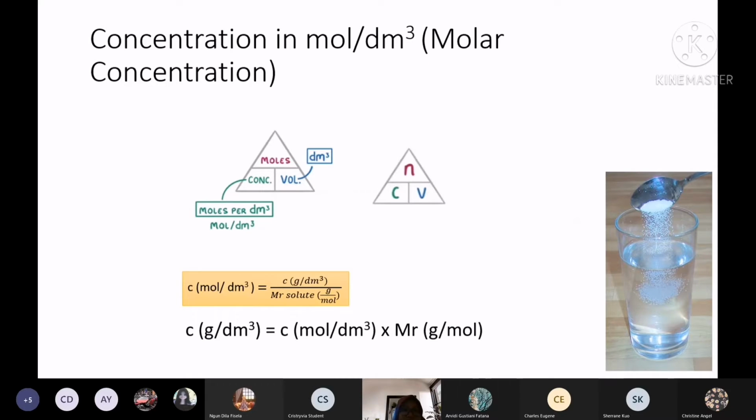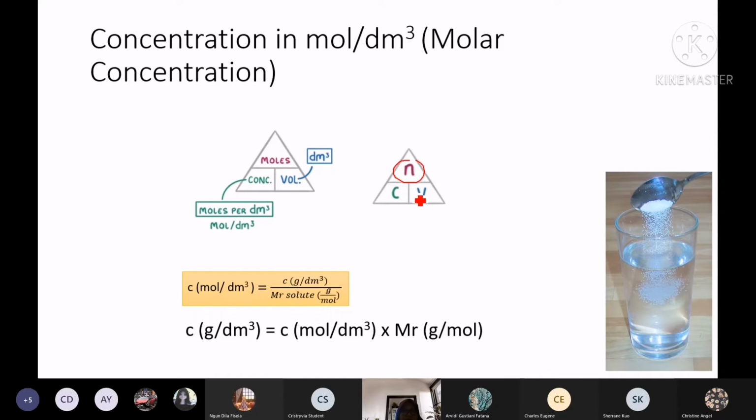And then the second unit of concentration, we can use mole over dm cube, also known as the molar concentration, involving C, n, and volume. In mole dm cube, we use mole over volume.